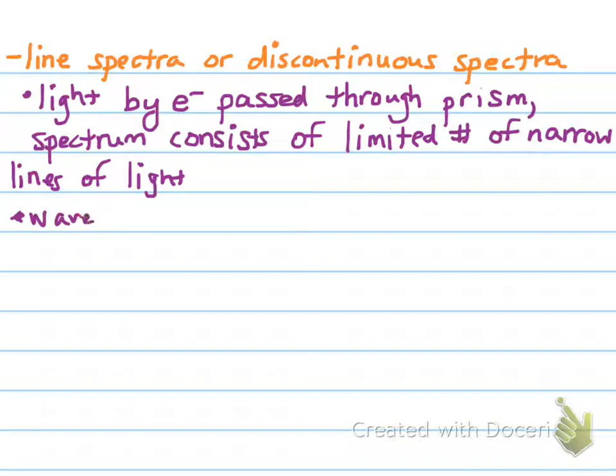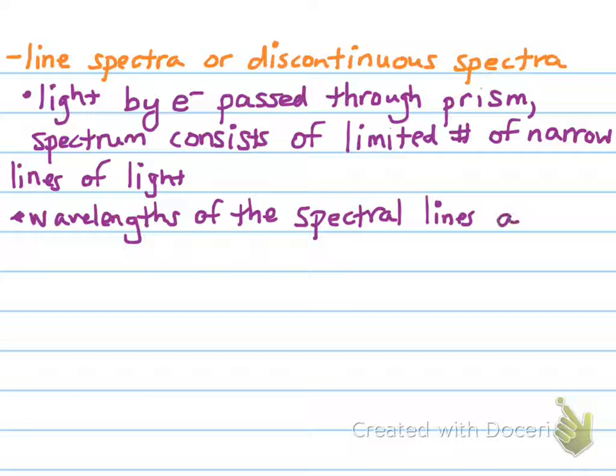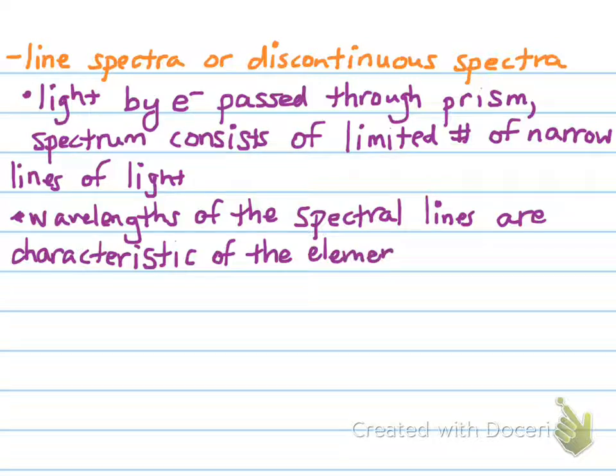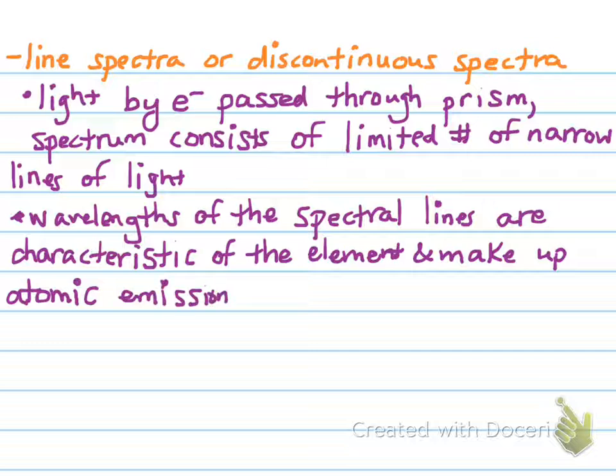The wavelengths of these, they're called spectral lines, are characteristic of the element and make up the atomic emission spectrum of the element.